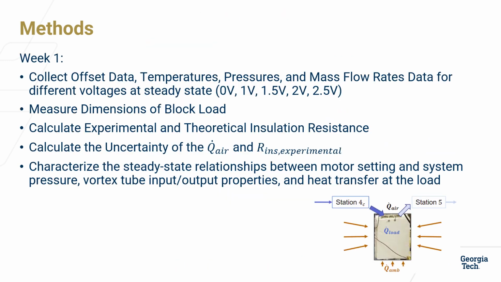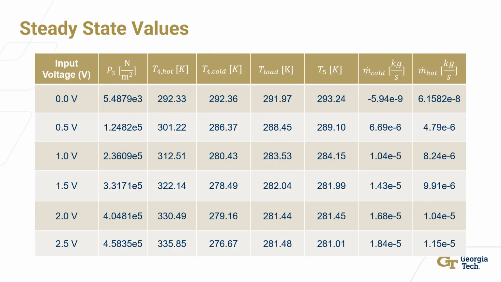For week 1, we ran the system at different voltages until steady state, where we collected offset data, temperatures, pressures, and mass flow rate. Then, we measured the dimensions of the block load, which we used to calculate the theoretical insulation resistance. Next, we calculated the uncertainty of the total energy transfer between the air and the resistance, experimental and theoretical. Finally, we characterized the steady-state relationship between the motor setting and system pressure, vortex tube input/output properties, and heat transfer at the load.